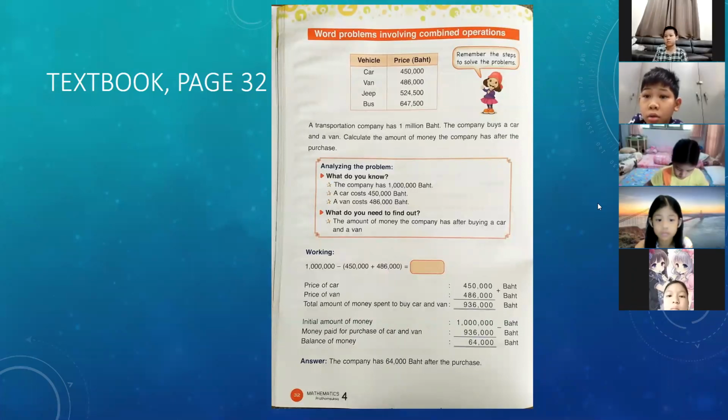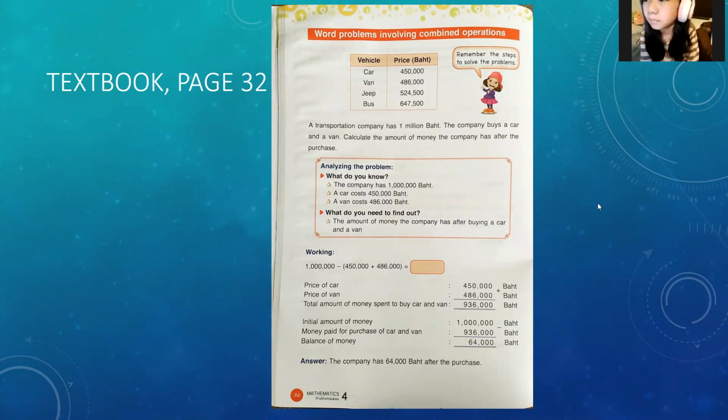Teacher, page 32. Yes. Can you see the PowerPoint slide of Teacher Chris right now? Yes, teacher. Okay. So the title is How to Solve Word Problems Involving Combined Operations.